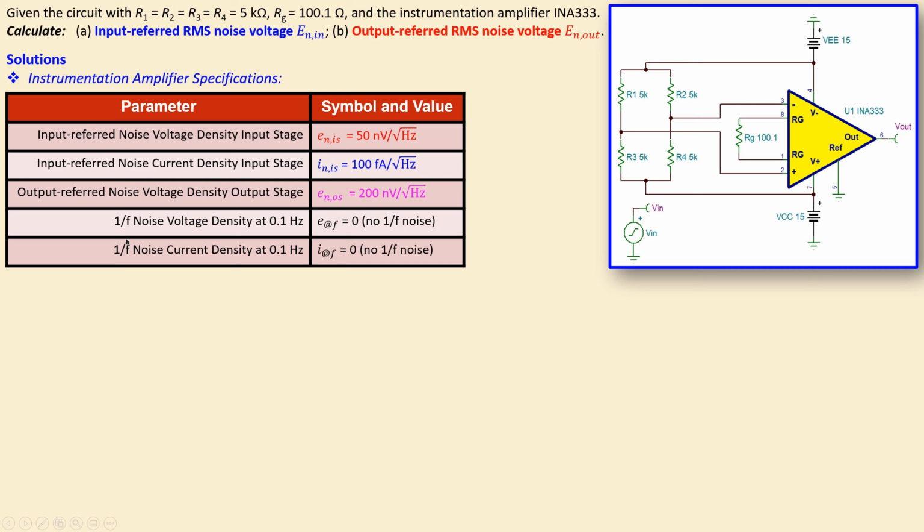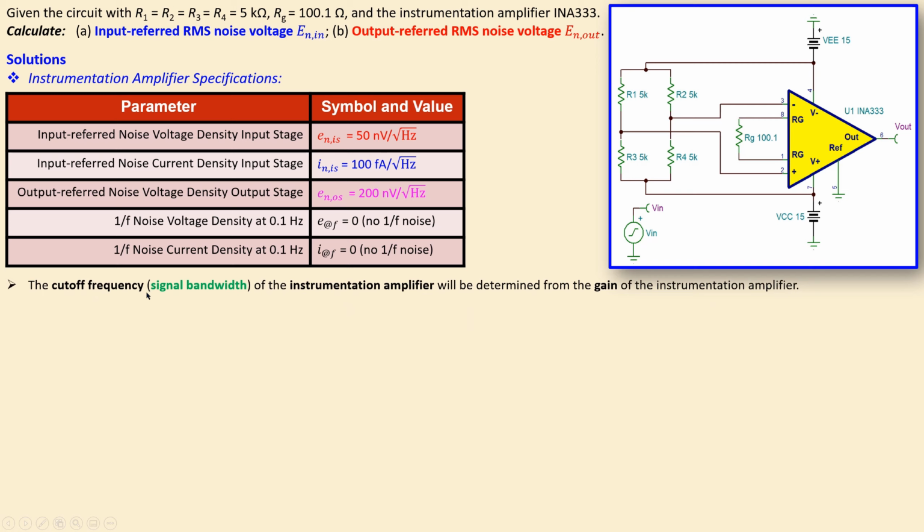And again, it's similar to the actual op-amp noise specification. We have 1 over F noise voltage density and also the 1 over F noise current density specified at some frequency, but for this instrumentation amplifier those are 0. So this is a little bit different than actually the op-amp noise specifications. So in more detail we will see that the cutoff frequency also, or what is called the signal bandwidth of the instrumentation amplifier, will be determined actually by the gain of the instrumentation amplifier, and this gain is set by this resistor RG. Now this can be determined also from the datasheet of this instrumentation amplifier.